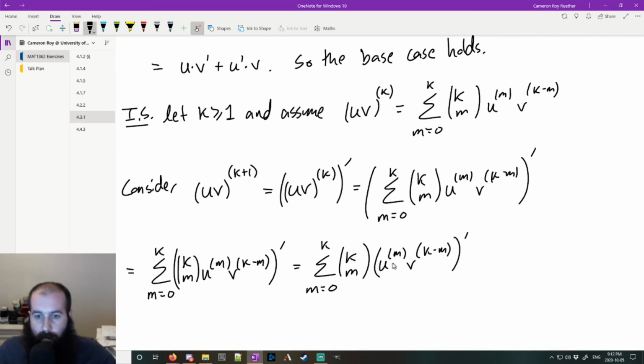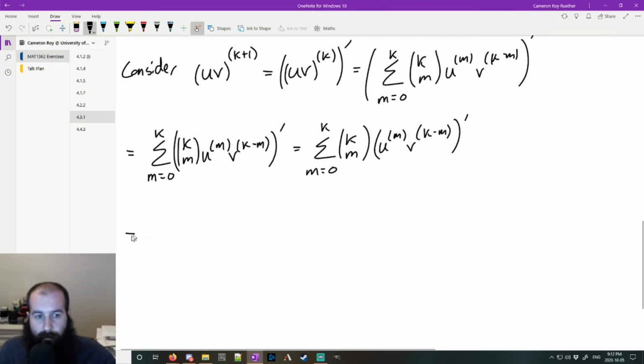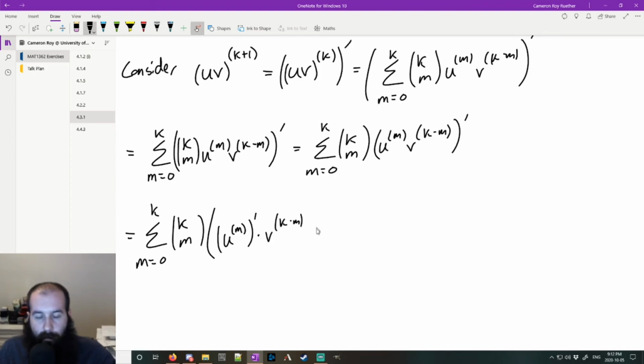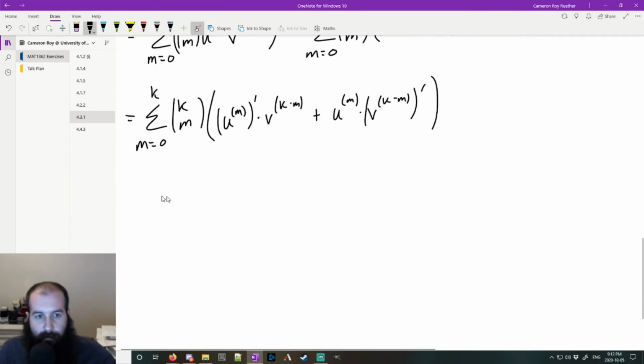And now we're just applying prime to this product, but we also know how primes apply to products. So this is going to be prime times v to the k minus m plus u to the m times v to the k minus m prime. By a recursive definition, if we apply prime to something like this, it just ticks up the exponent.